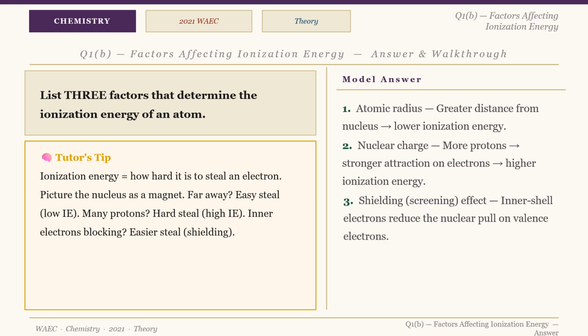Now the 3 factors are: atomic radius, that means greater distance from the nucleus indicates lower ionization energy. Number 2, nuclear charge, means more protons equal stronger attraction on electrons, which equals higher ionization energy. Then shielding or screening effect, the inner shell electrons reduce the nuclear pull on valence electrons. Now with this, we'll move on to the next question.